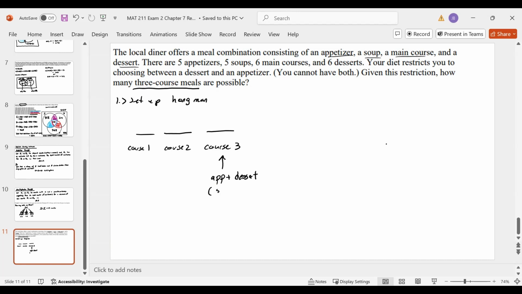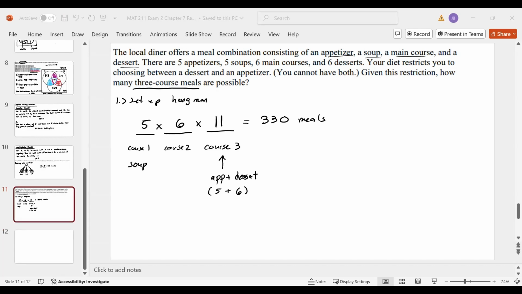So effectively course 3 is my unhealthy option. If I take the number of appetizers and the number of desserts, which is 6, I have 11 options, right? And then for my soups, I have 5 options. And then for the main courses, I have 6. So 5 times 6 times 11. If I multiply those all together, I should get 330. Yep. So 330 meals like that. And so that is the interpretation.